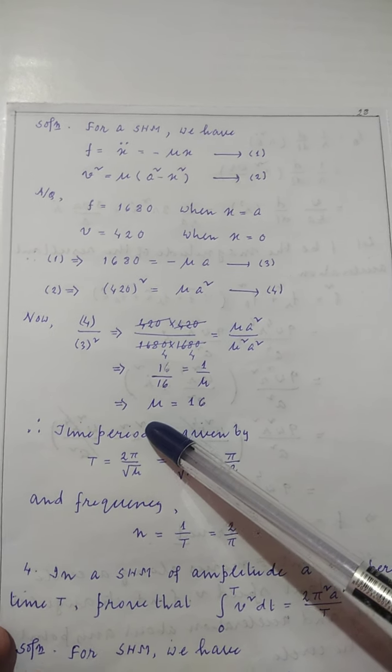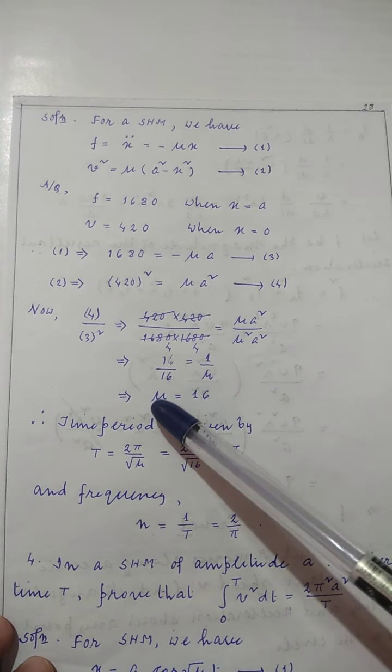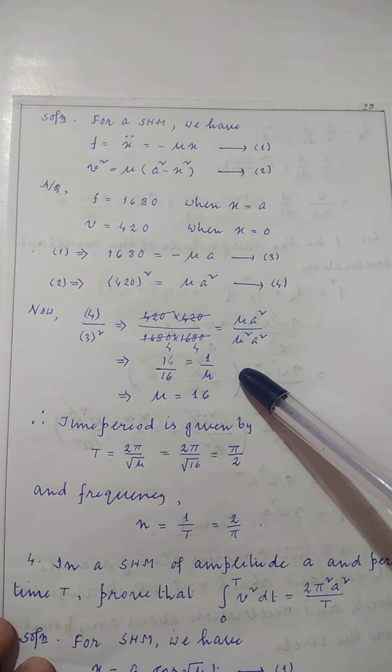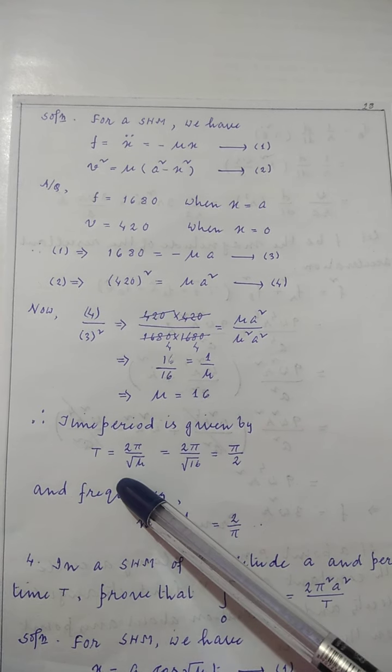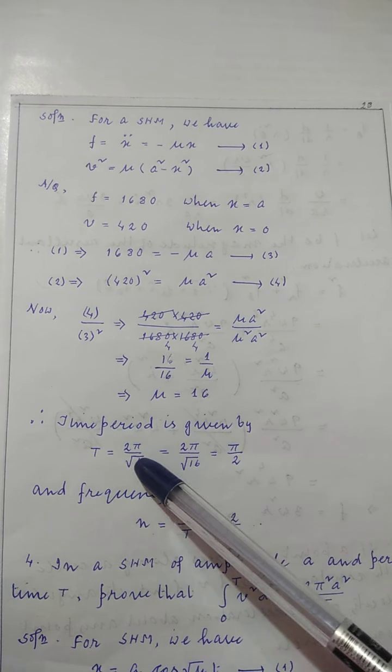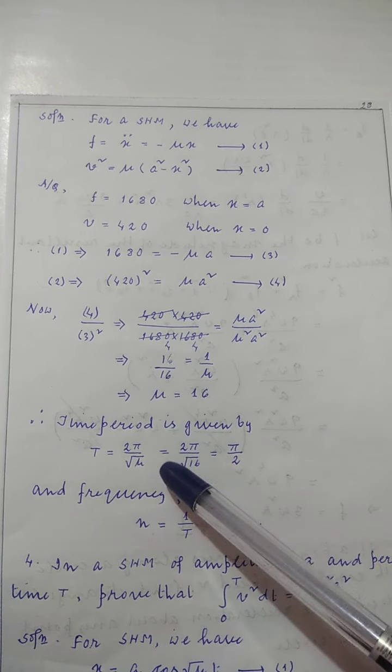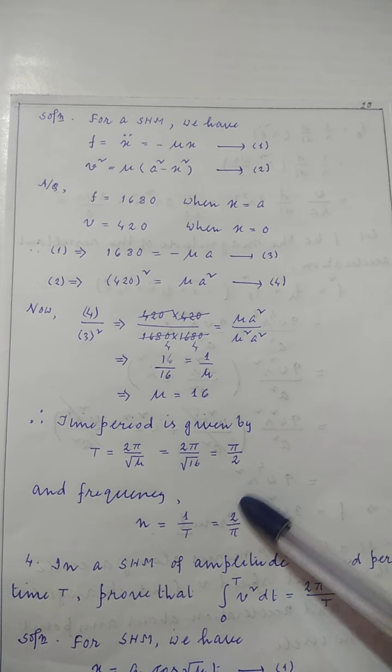So what is the value of mu? Mu is equal to 16. Once you know the value of mu, we can find out the time period. Time period is given by what? T is equal to 2 pi by root over mu. Root over mu, root over 16, is 4. After simplifying the time period, you will get pi by 2.